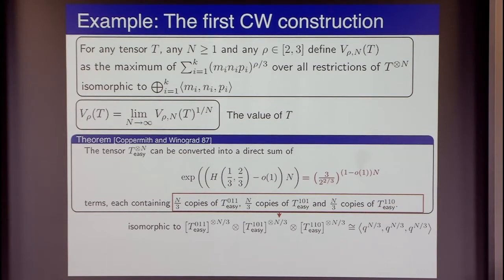And so, for example, if you look at the theorem by Coppersmith and Winograd, they say that this tensor can be converted into a direct sum of this number of terms, which are isomorphic to this. So this simply shows that the value with the n here of T is at least this term, multiplied by the value of this, which is this. And if you take the power 1 over n, you obtain this lower bound on the value.